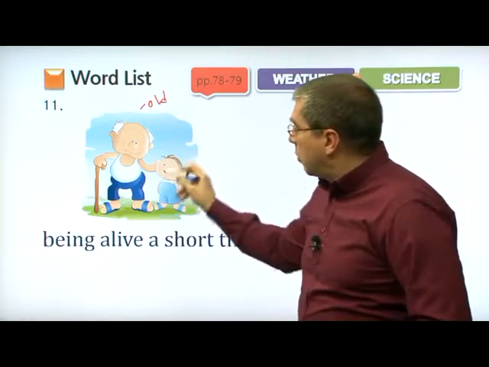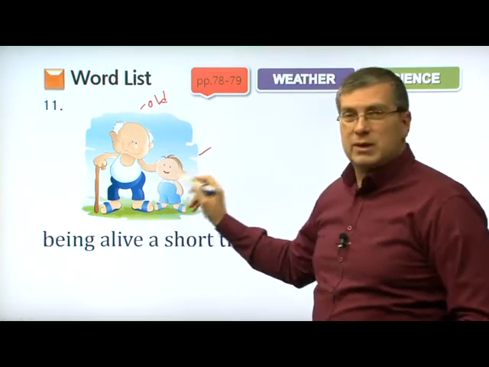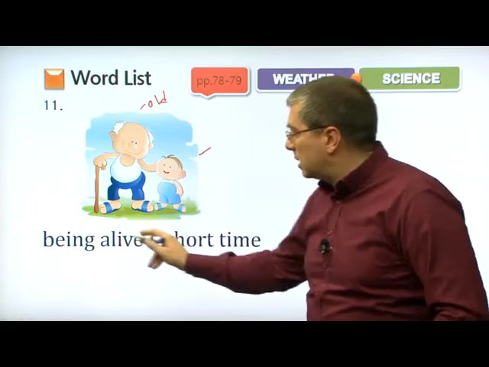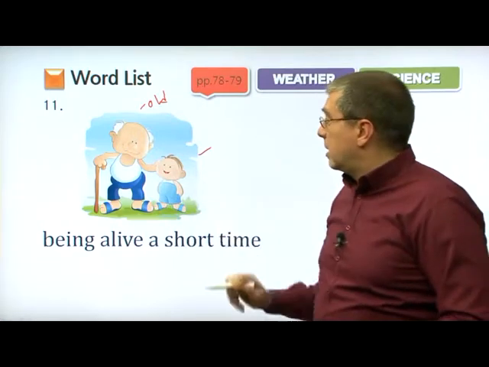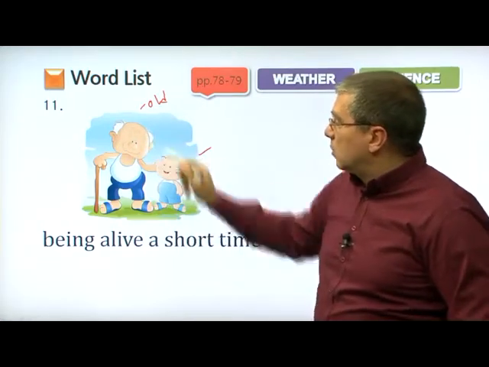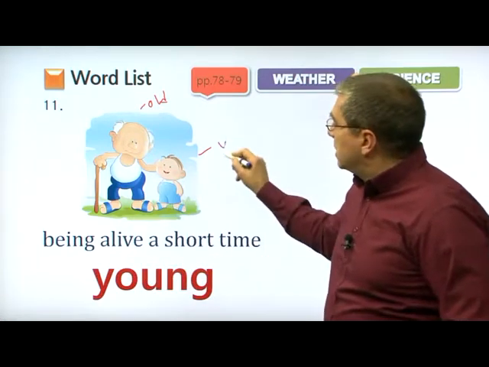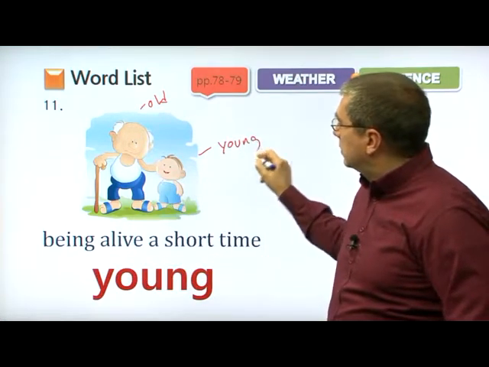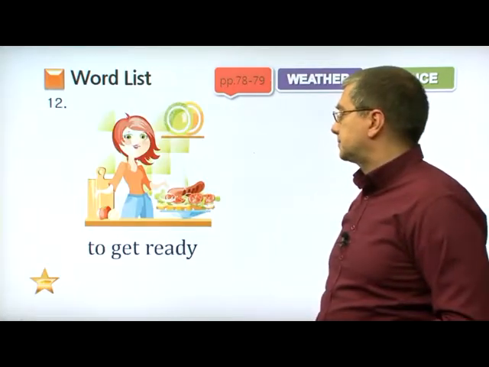Then we have a boy here, right? And the word we want is the word to put next to the boy because the boy has been alive only a short time. So what do we say about the boy? If the old man is old, we say the boy is young, right? So that would be the opposite of old. Young and old. Opposites. Okay.